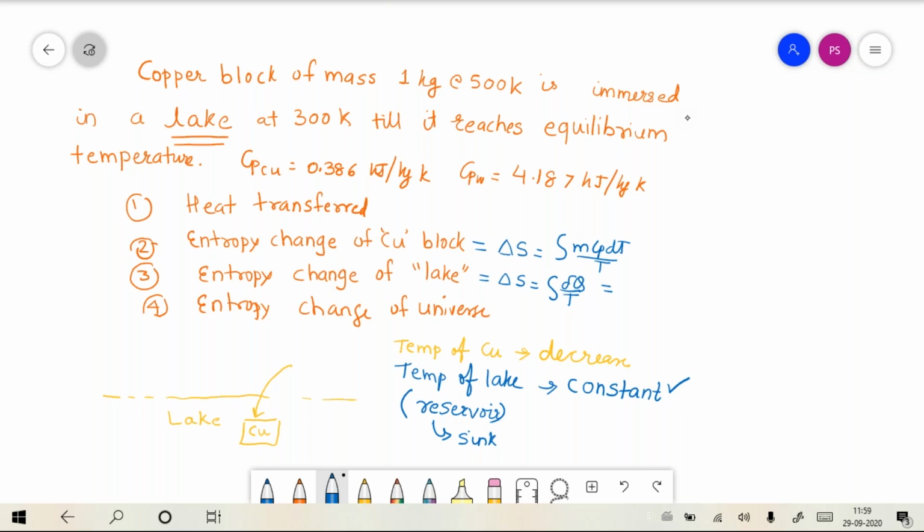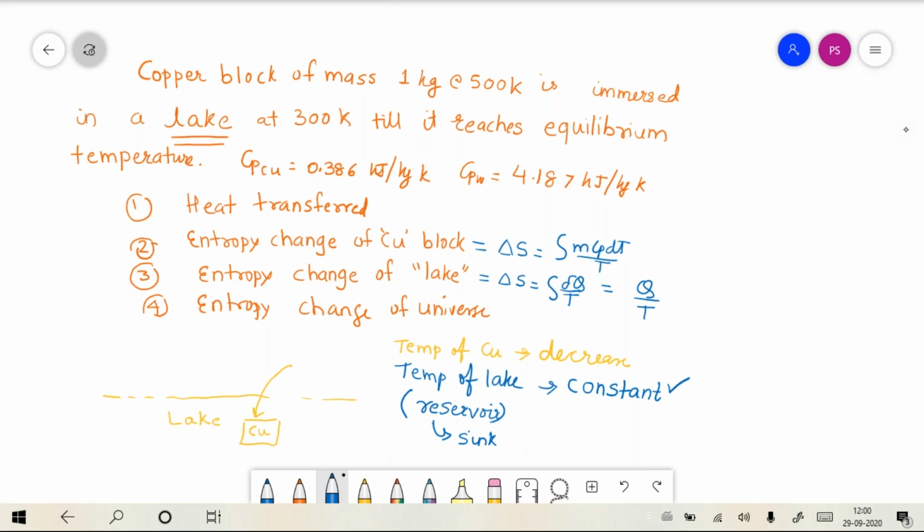And what would happen to the entropy of the lake? The question is, what would happen to the entropy of the lake? Whether it will remain constant? Gautam is saying the entropy of the lake would remain constant, which is not correct.